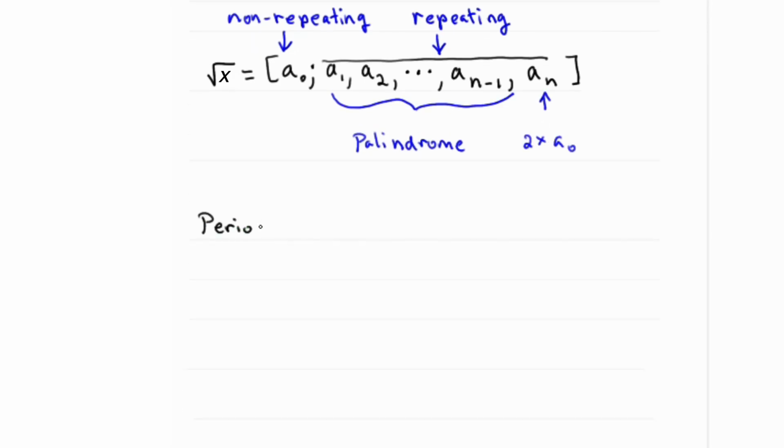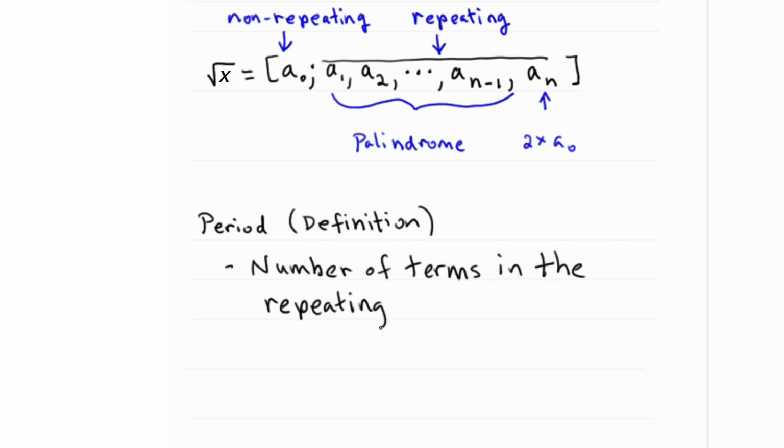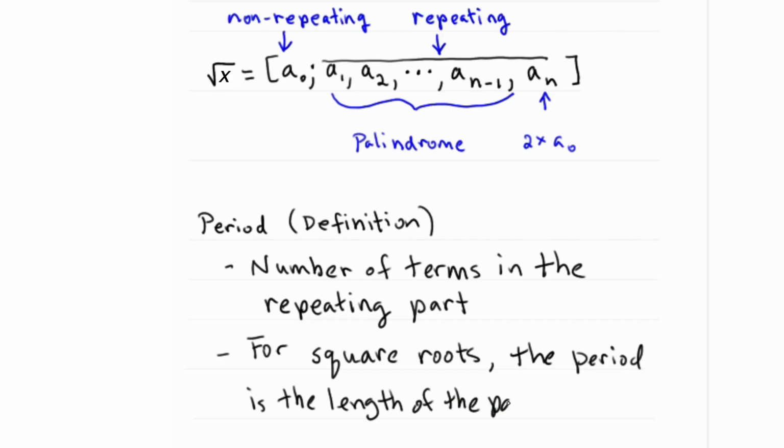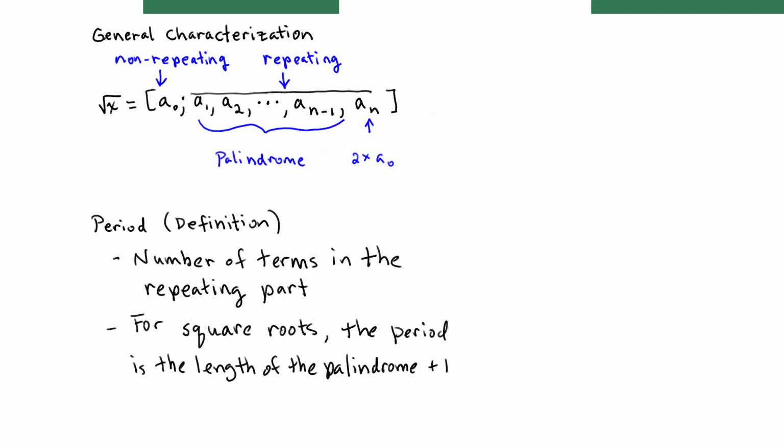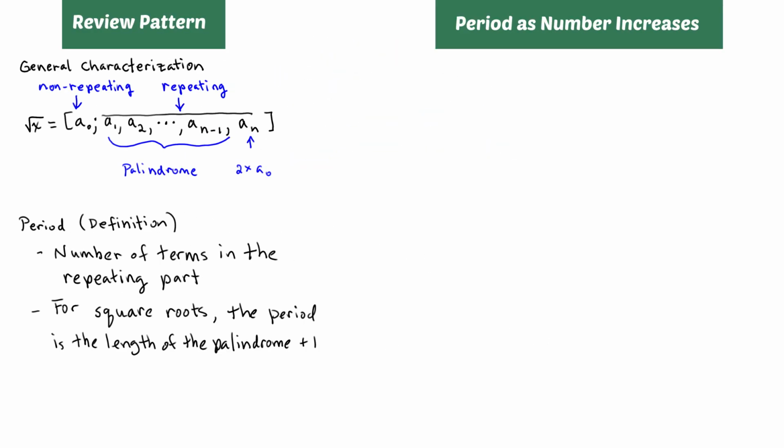Let's also review what we mean by period. The period is the number of terms in the repeating part. For square roots, the period will always be the length of the palindrome plus 1. In another video, we discussed all of this in more detail, and we looked at a table like this.